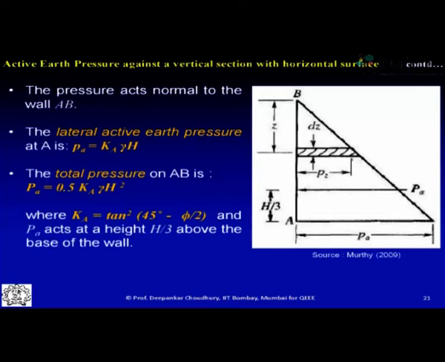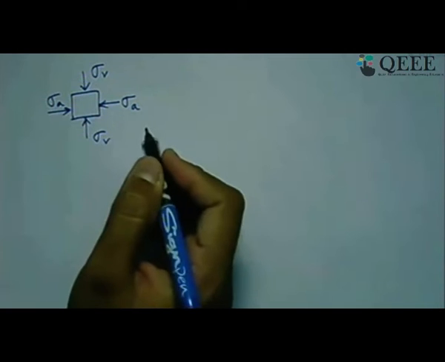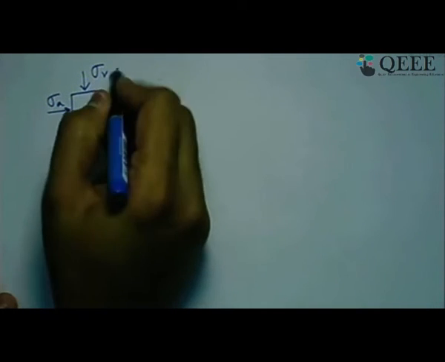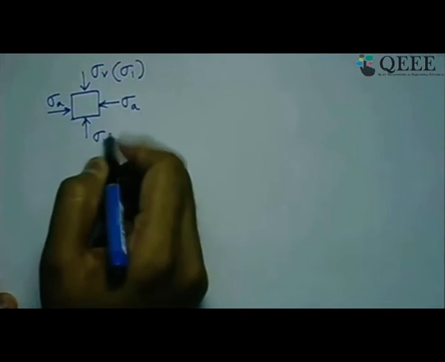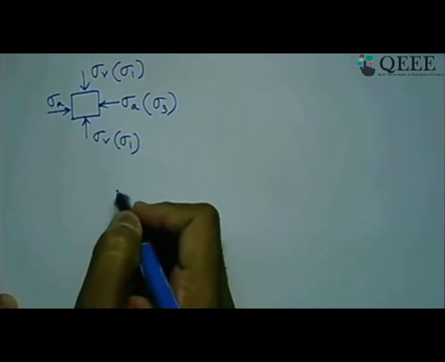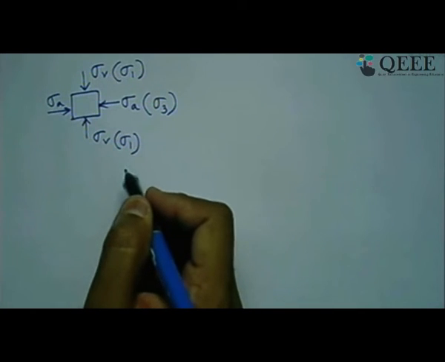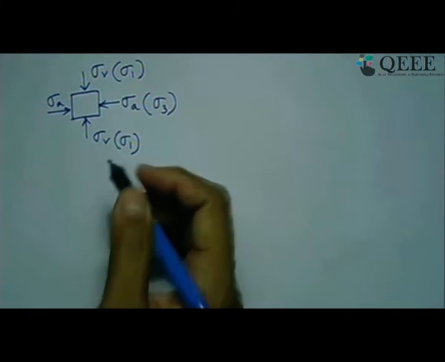Now coming back to the concept of major and minor principal stress, what we can write down is that for the soil element in active state we have sigma V here, sigma V here, and sigma A here. Now in the active state we are considering sigma A and sigma V. Which one is the major principal stress and which one is the minor principal stress? The sigma V direction is our major principal stress, and sigma A is our minor principal stress, that we have already seen.